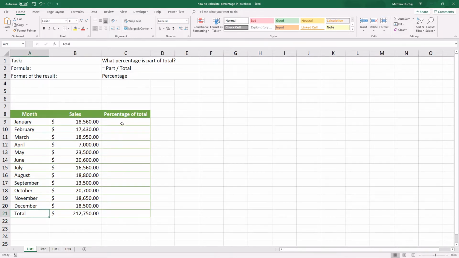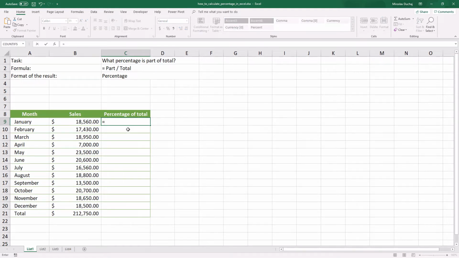Well, set active cursor into the cell C9. We are going to apply our formula part divided by total. We are starting with equal sign and part is from this cell and the total is in this cell. Because we want to copy this formula, don't forget to press F4 key, so the B21 would be an absolute reference.